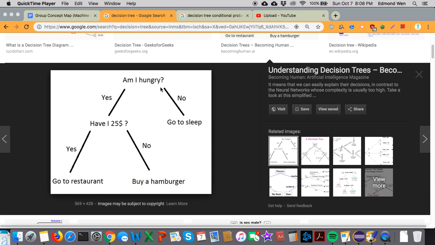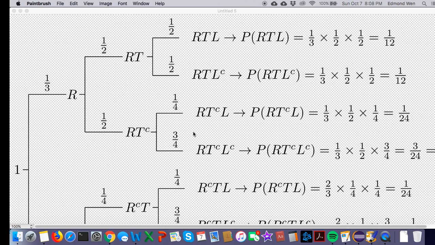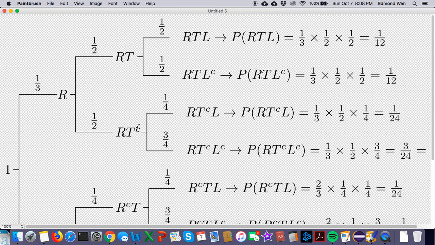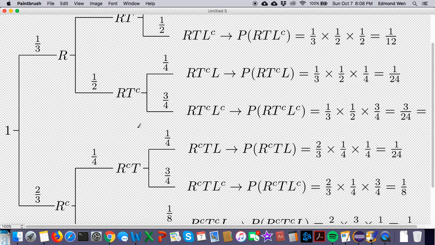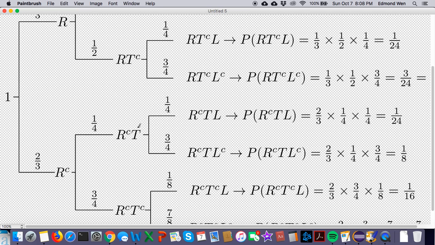But what if I'm not hungry? Then I'll take this branch and end up here, which is go to sleep. So this is a more qualitative example. However, for our purposes, we have to understand it in a more quantitative form. I know this seems a bit complex at first, but it's actually extremely simple.